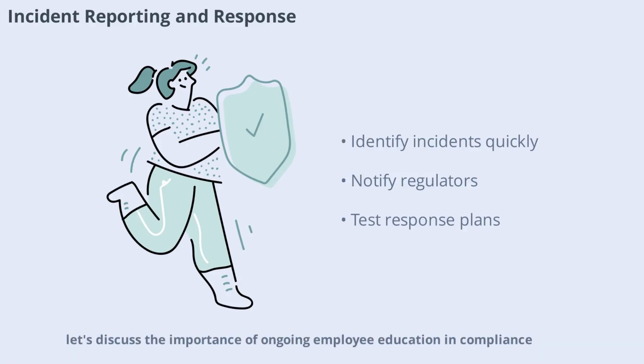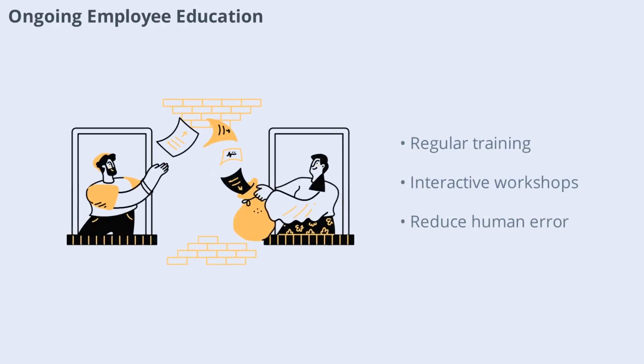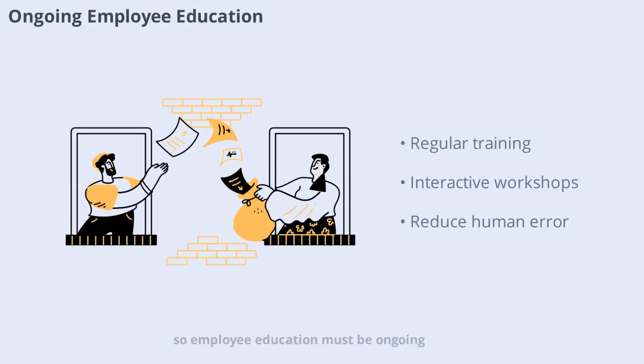Next, let's discuss the importance of ongoing employee education in compliance. Cybersecurity threats are constantly evolving, so employee education must be ongoing. Regular training sessions keep staff informed about new risks, regulations, and best practices. Interactive workshops, simulations, and online courses can make training more engaging. Well-educated employees are better equipped to recognize threats and follow security protocols. Ongoing education supports a culture of compliance and reduces the risk of human error.